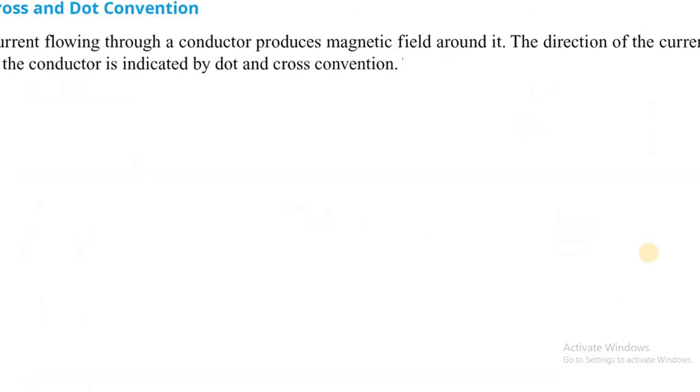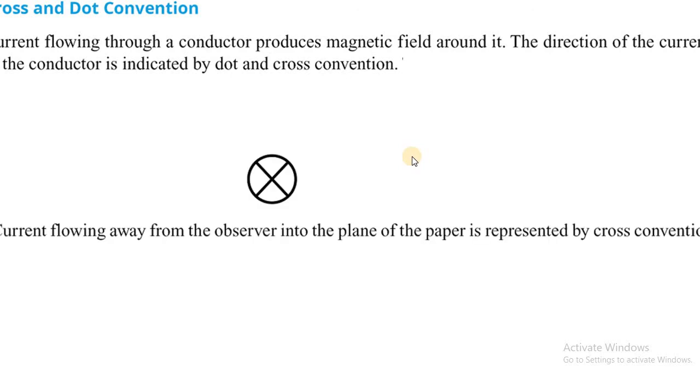Now just see what is the meaning of this cross and dot convention. Current flowing through a conductor produces a magnetic field around it. The direction of the current in the conductor is indicated by the dot and cross convention. Now this cross convention we are going to use when the current is flowing away from the observer into the plane of the paper, which is represented by the cross.